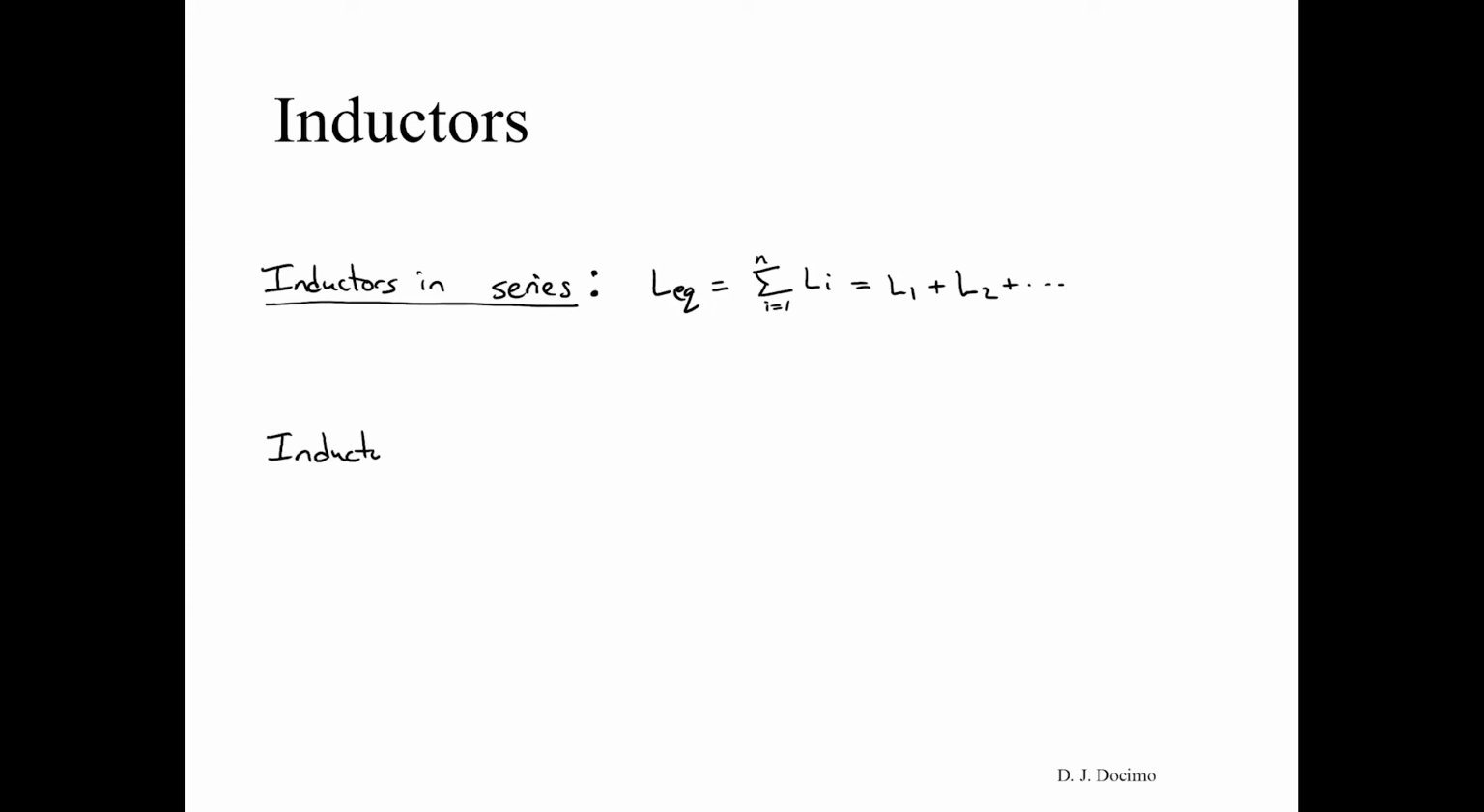Now, for inductors in series, if you have multiple of them in series together, all you need to do is sum up those individual inductance values together and you'll get an equivalent total inductance value. And then if inductors are in parallel, it's similar to what you would do for resistances in parallel. You sum the one over those inductances and then take the inverse of that.